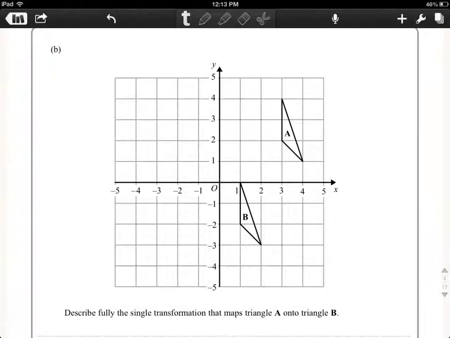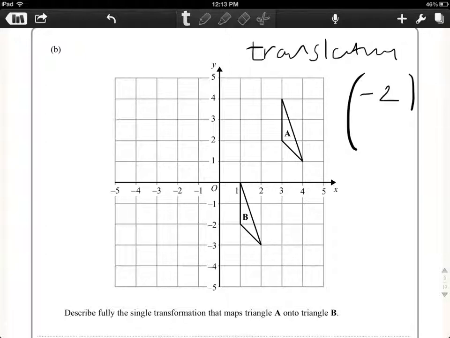Describe fully the single transformation that maps triangle A onto triangle B. So if we start off moving across from this point, so across 1, 2, and now we sort of line up. So it's 2 to the left, so it's a translation, and it's 2 to the left, so we need a minus 2, and then we need to count how many down we come. Come down 1, 2, 3, 4. So it's down minus 4. So the translation is minus 2, minus 4.